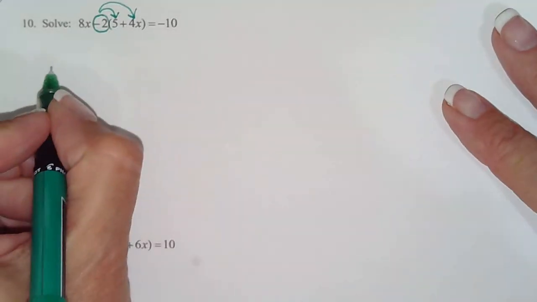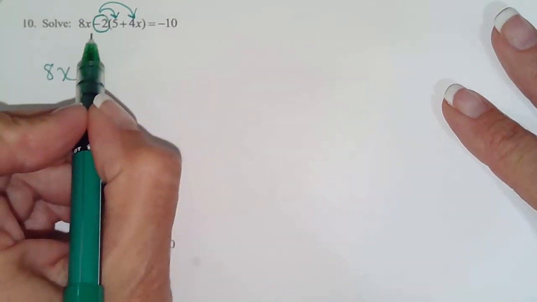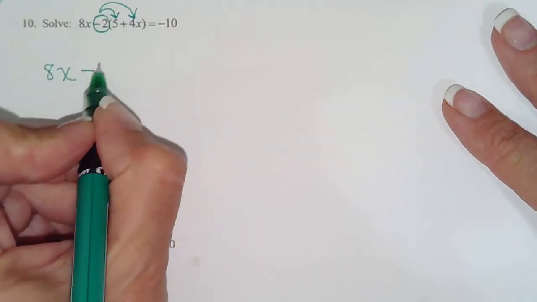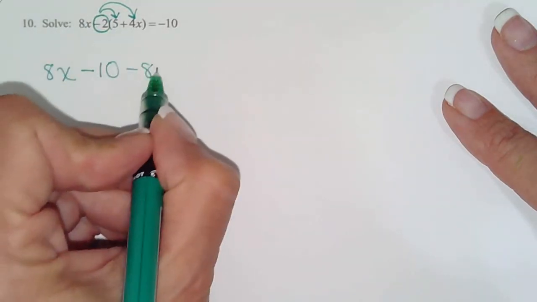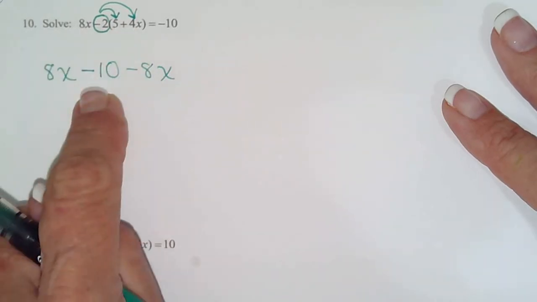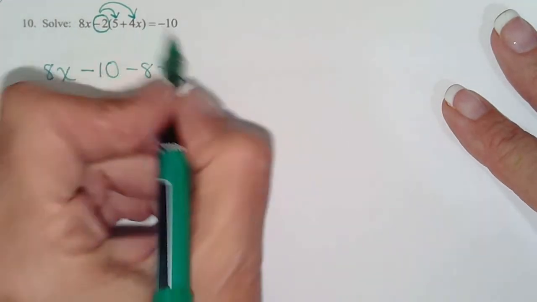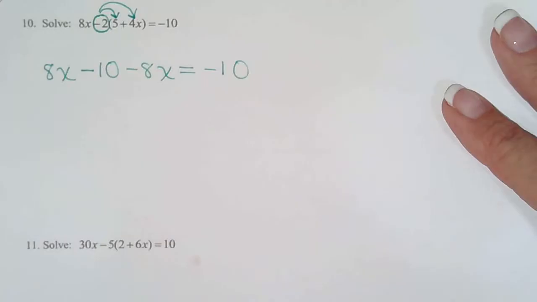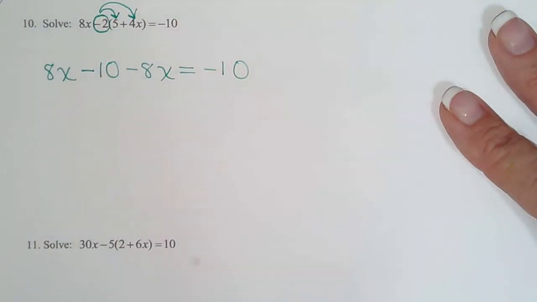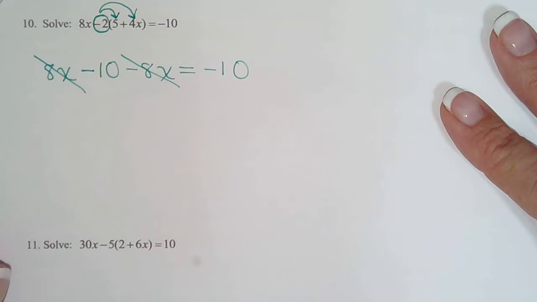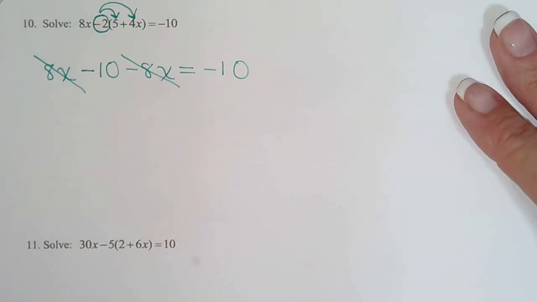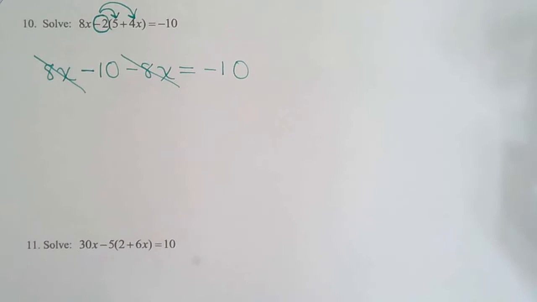So this is going to be 8x in front, just like normal. Now this is going to be negative 10. And this is going to be negative 8x, because a negative times a positive is negative, and then we get negative 10. So see anything happening there? 8x minus 8x, isn't that 0? Don't write 0x. 0 times x is still 0, so it's just 0. That's how you should think of it, just 0.